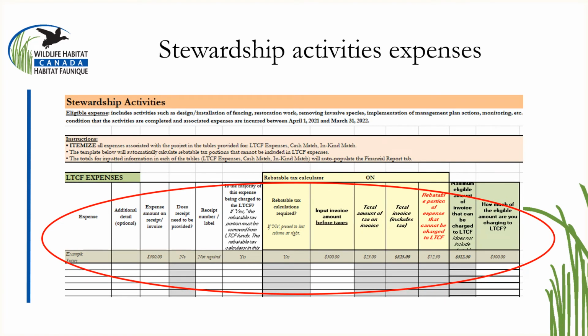Stewardship activities. Eligible expenses can include activities such as design, installation of fencing, restoration work, removing invasive species, implementation of management plan actions, monitoring, etc. Note, the activities are to be completed and associated expenses are to have been incurred between April 1st, 2022 and March 31st, 2023. Complete as needed.